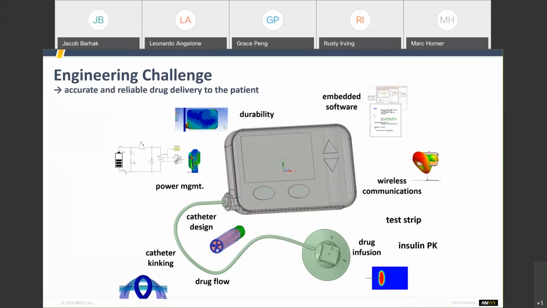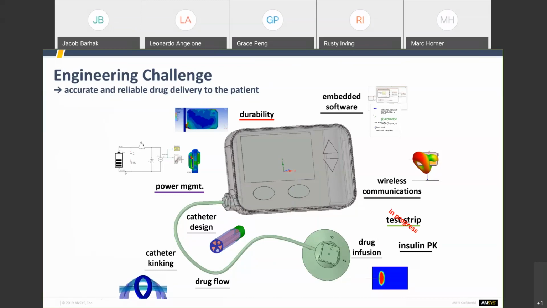So one project that I was lucky enough to work on over the past few years was to develop a system model of the drug delivery subsystem of an insulin pump. Those are all the different elements you see underlined in gray. We did some other work too, looking at durability of the pump, wireless communication, power management, embedded software, insulin PK. Something else we're working on right now is test strips.